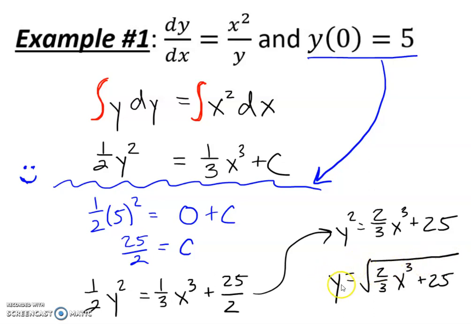Technically, we do have to decide if it's plus or minus, but the way you decide that is really easy. You just look up here. When we plugged in a number, we only got positive, so this must be positive square root. So if that was negative, I would have put a minus there. It happens about half the time, so just keep your eye open for it. Next example.